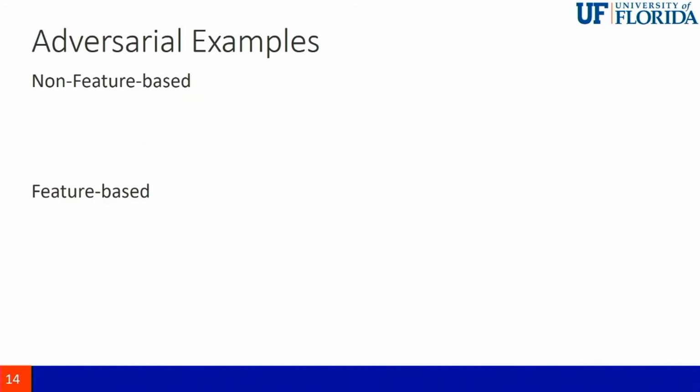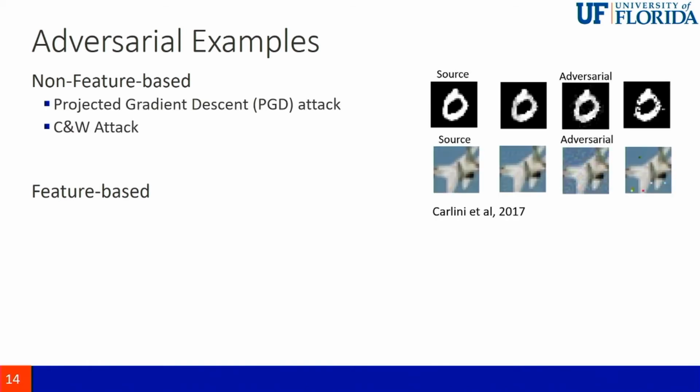I mainly divided them into non-feature based or feature based. Again, it's only my own category. So here are some examples of the C and W attack. You have the source image, you're trying to include some perturbation, and you have the adversarial image. So the left figure, the 0 and the plane, is the source image. And on the right, all three figures are the adversarial image.